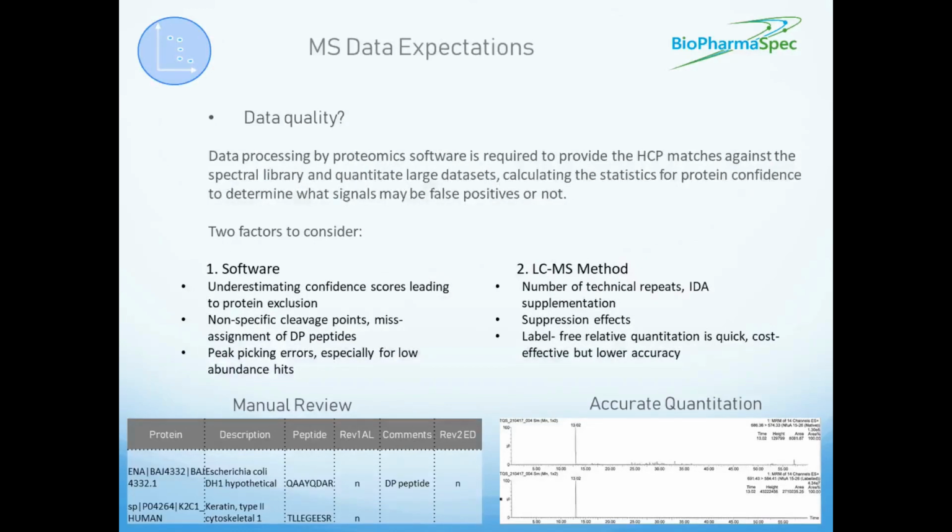And these include underestimating peptide confidence scores, leading to a protein being excluded from a data set altogether, although this is often due to weak library data. Retention time alignment issues where areas for the same signal are wrongly assigned as different HCPs. Peak picking errors, especially for low abundance HCPs. So here the selection of the wrong area within the retention time window will lead to high method error across replicates. So for these reasons, we highly recommend manual review of selected HCPs.